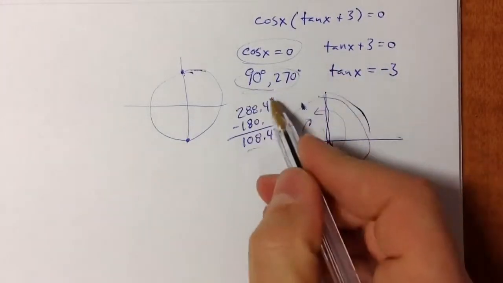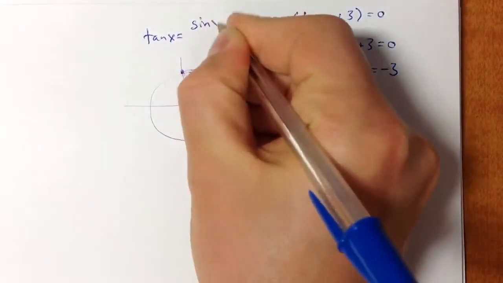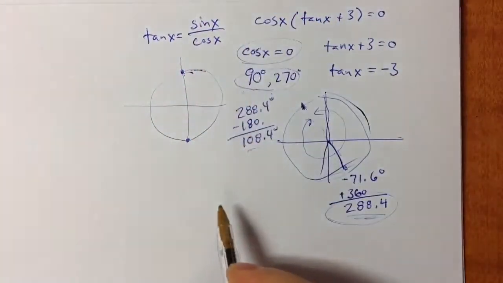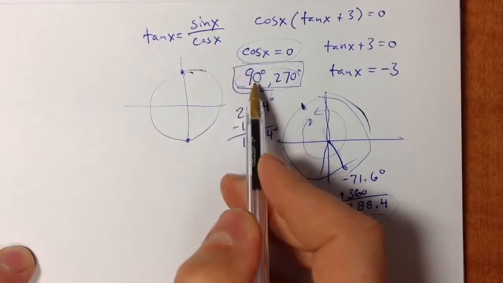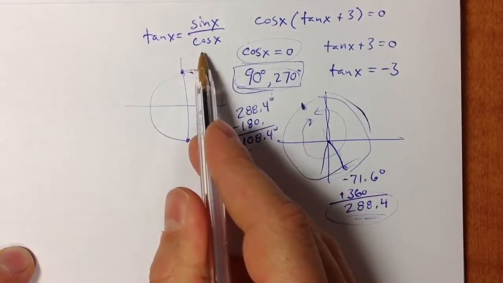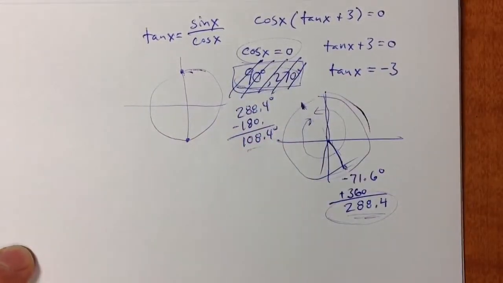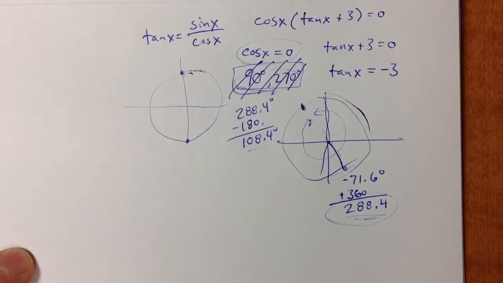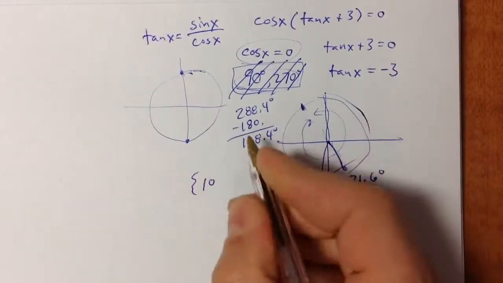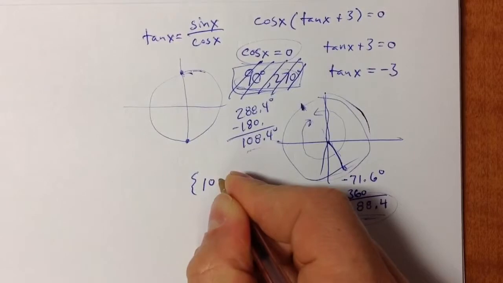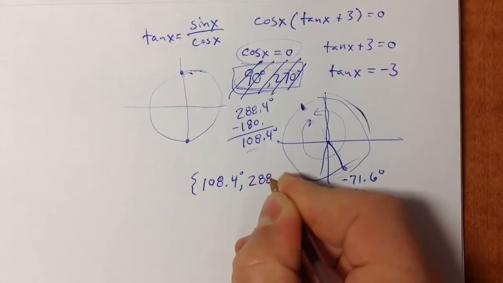So let's think about why there aren't. Well, recall that tangent of x equals sine of x over cosine of x. And these are the two places on the unit circle where cosine of x equals 0. So those two angles force us to divide by 0, and that's undefined. And so these are actually called extraneous solutions because they aren't actually solutions to the equation. And so the two solutions to the equation are the two that make tangent of x equal to -3, 108.4 degrees and 288.4 degrees.